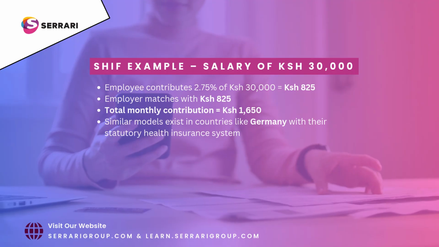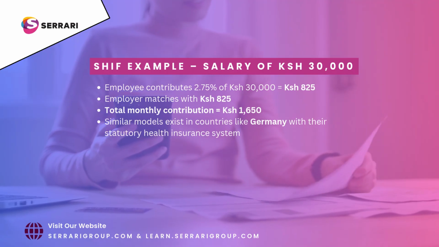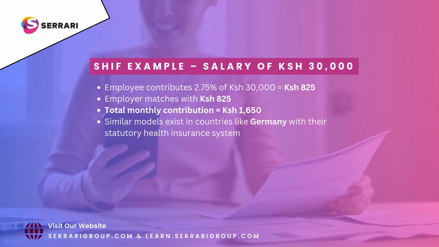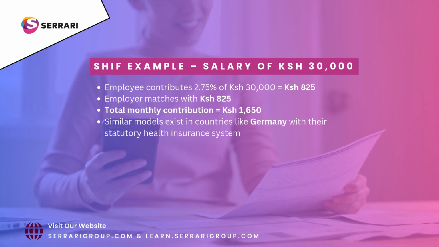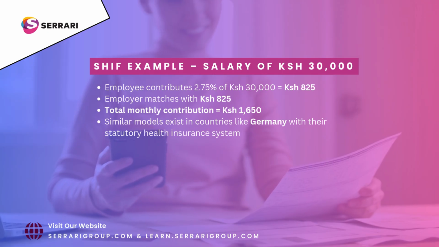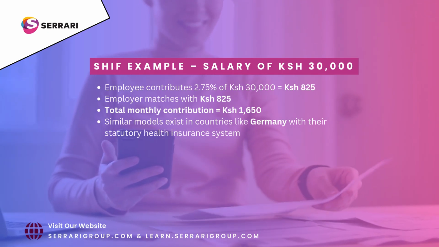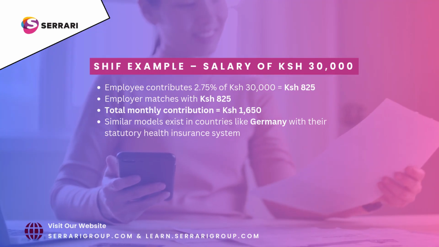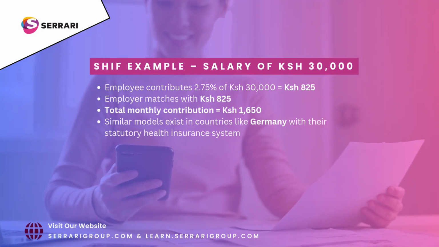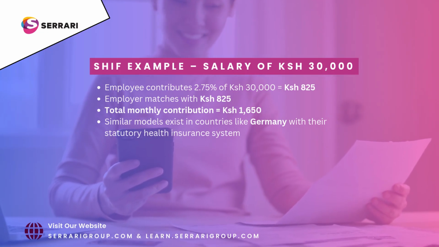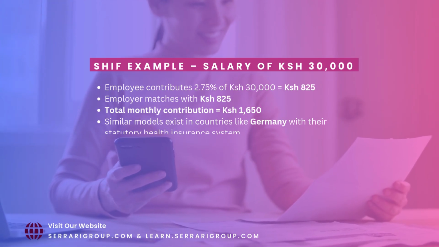SHIF example, salary of 30,000 Kenyan shillings. Employee contributes 2.75% of 30,000 Kenyan shillings equals 825 Kenyan shillings. Employer matches with 825 Kenyan shillings. Total monthly contribution equals 1,650 Kenyan shillings. Similar models exist in countries like Germany with their statutory health insurance system.